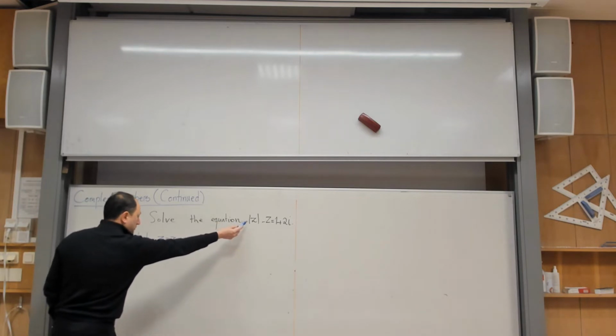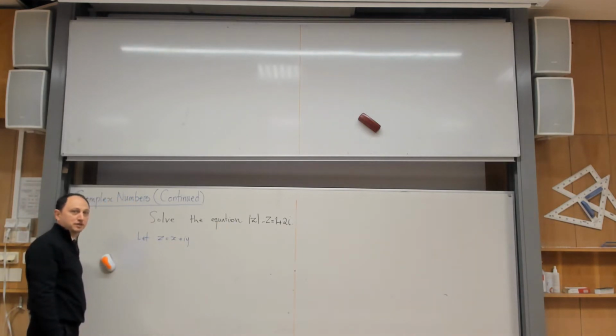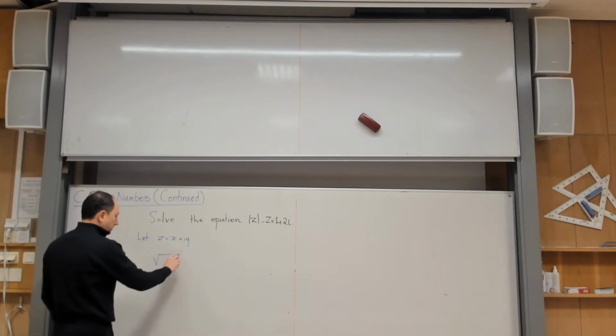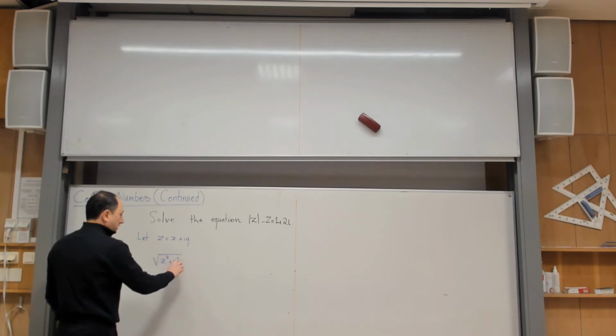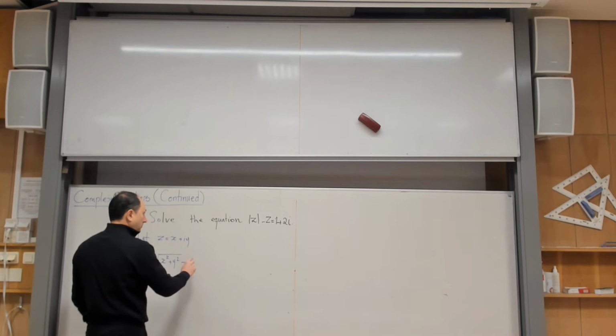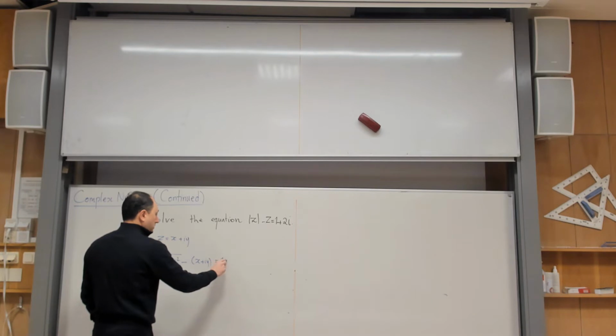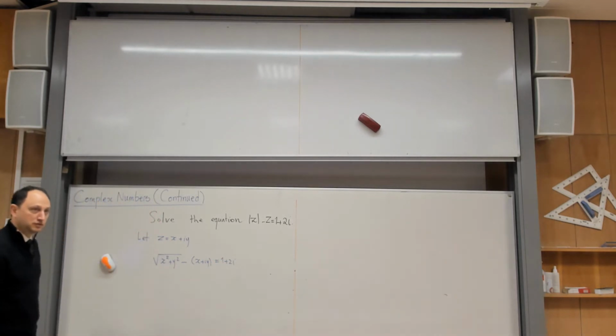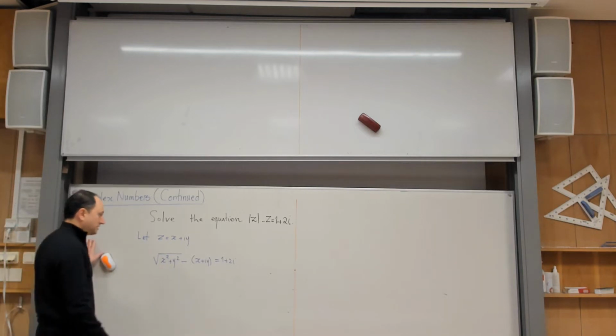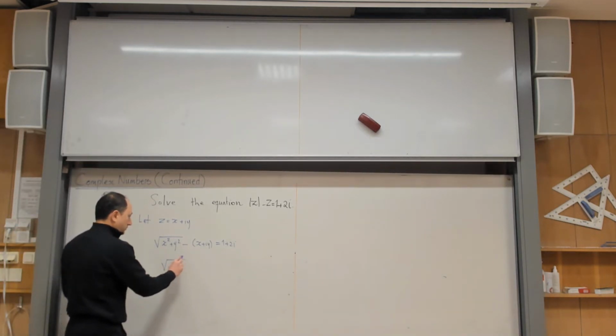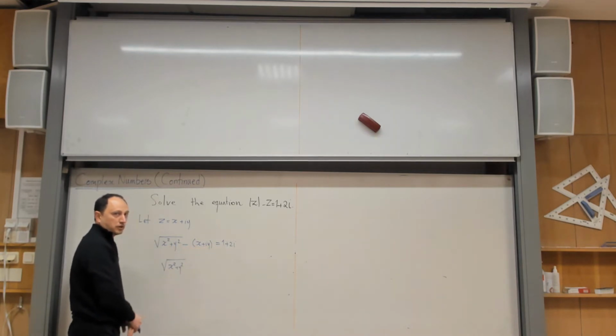Then hopefully everyone knows what the absolute value of z is? The square root of x squared plus y squared, and then minus z, yes? Which is x plus iy, and then is equal to 1 plus 2i. Okay, how did you continue? Then I first opened the bracket. Yes. So if you don't mind, let me write it immediately. So you open the bracket, it becomes negative x, negative iy.